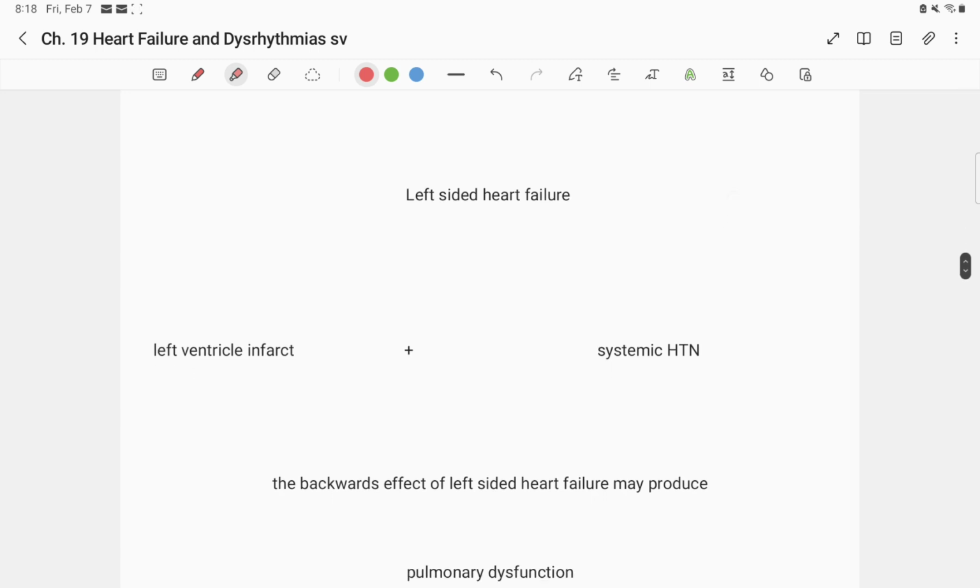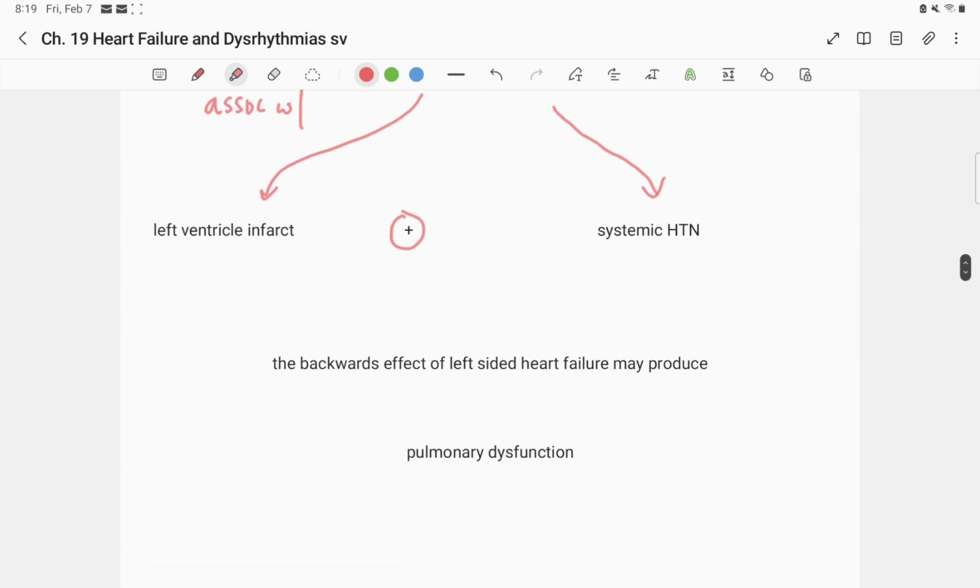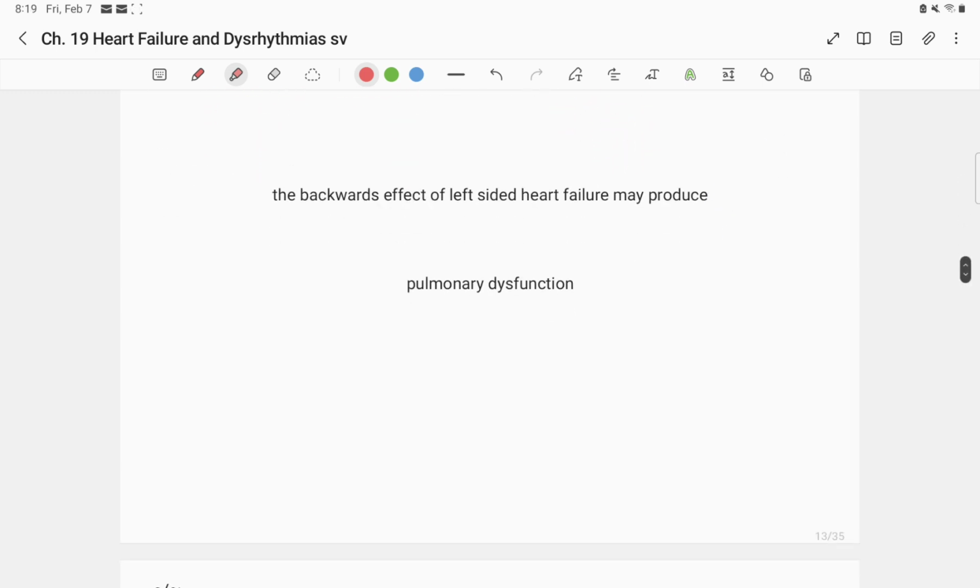Left-sided heart failure is associated with left ventricular infarct and systemic hypertension. The backwards effect of left-sided heart failure may produce pulmonary dysfunction. So that would be congestion and edema.